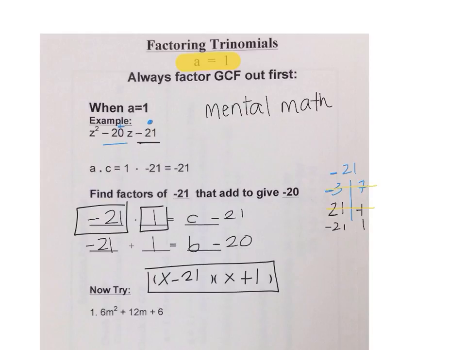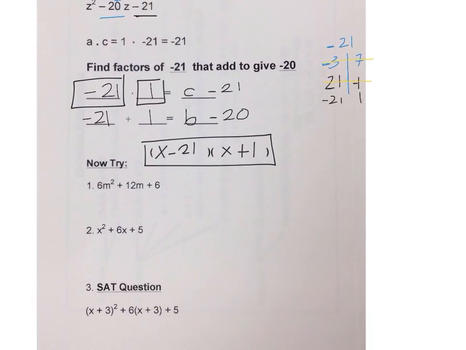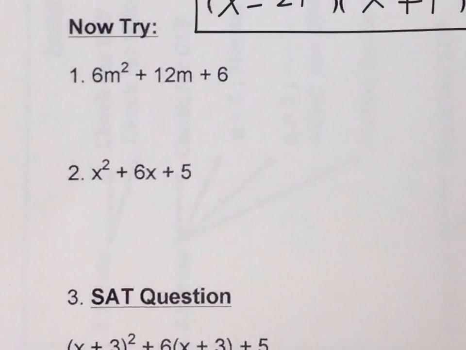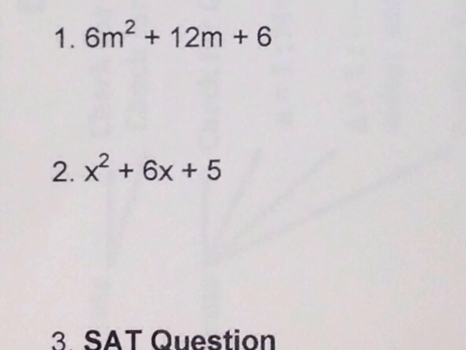So let's review. It's always a times c, but since a is 1 over here, I need two numbers that multiply to give me c and add to give me b. If I can't think of them, I create a tree to help me figure out what the factors are. Once I figure out the numbers, I'm done. Then my first factor is x minus 21, and my second factor is x plus 1. Now let's move on to number 1. Now always remember, every time they give you a problem that you need to factor, always check if there's a GCF first. Factor out the GCF because then you will make the problem 10 times easier, okay?